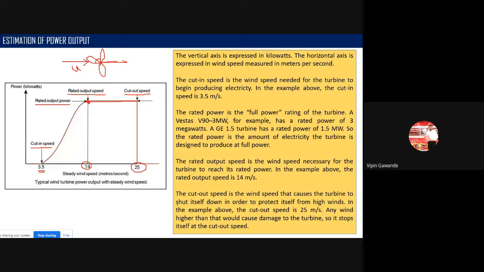It shuts itself down, because after 25 meters per second it is very harmful to operate the wind turbine. So we can operate the wind turbine up to 25 meters per second, and that speed is called the cut-out speed. So this is the PV curve, the power and velocity curve for the wind turbine.